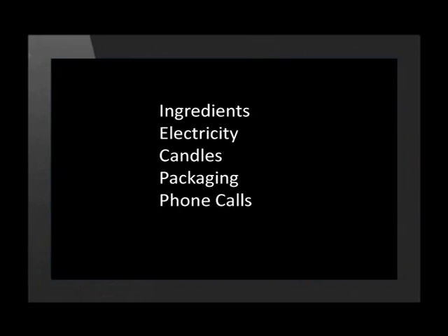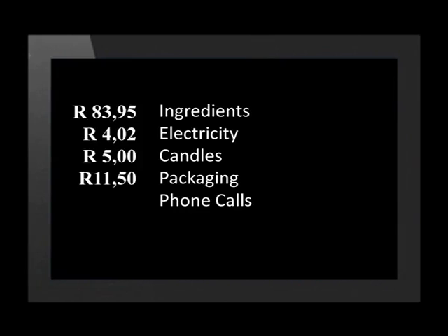To calculate her variable costs for making one cake, we add all of these costs together. 83 Rand and 95 cents for the ingredients, plus 4 Rand and 2 cents for electricity, plus 5 Rand for candles, plus 11 Rand and 50 cents for packaging, plus 2 Rand and 70 cents for phone calls, equals 107 Rand and 17 cents. This is the cost price of making one cake.